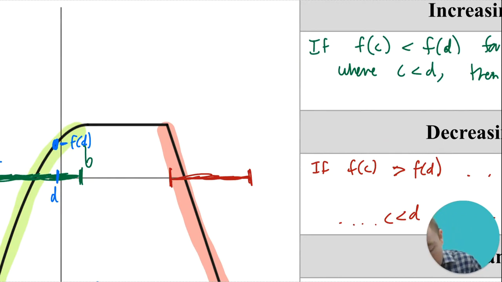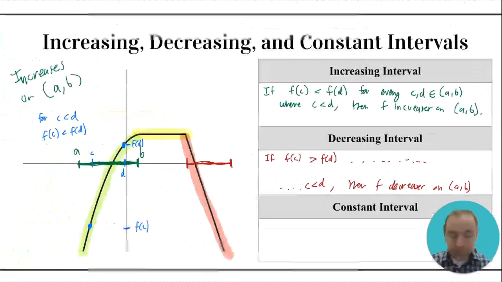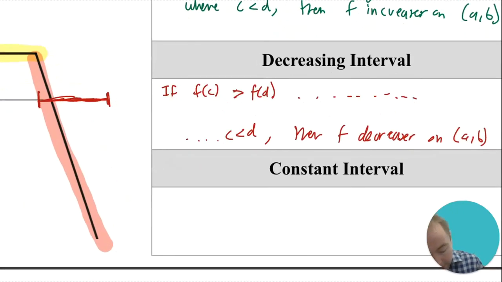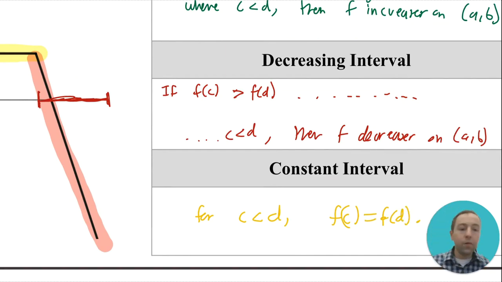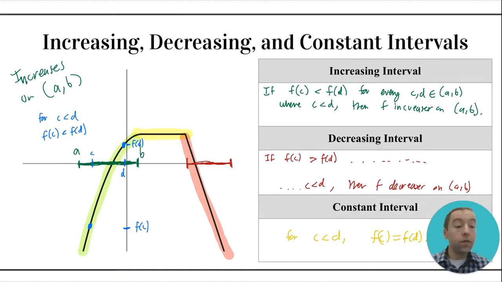And then anytime that a function is just going flat like this, we would consider that a constant interval because the output values are all staying constant. So what you'll see happen right there is for every c that is less than d, f of c and f of d are actually going to be equal, right? When c and d are different numbers from each other. So that, of course, would hold for constant intervals.